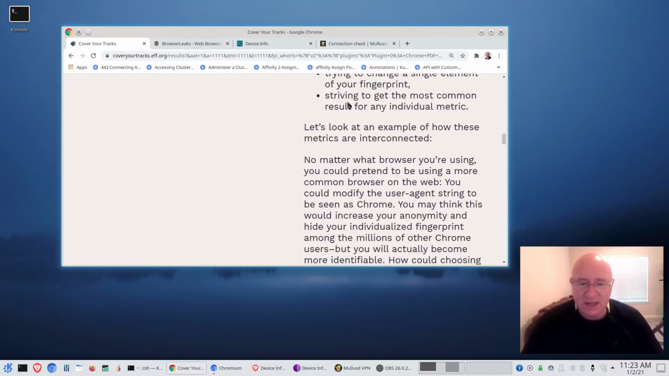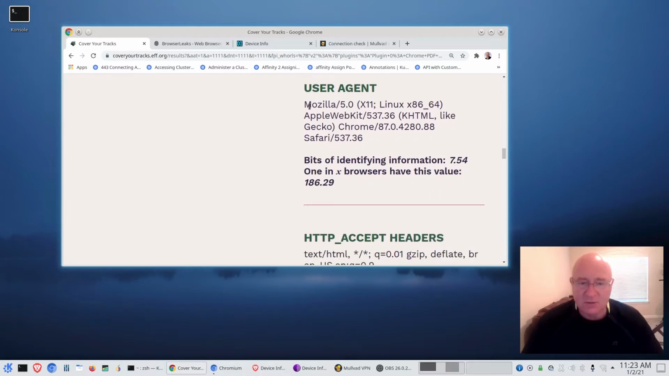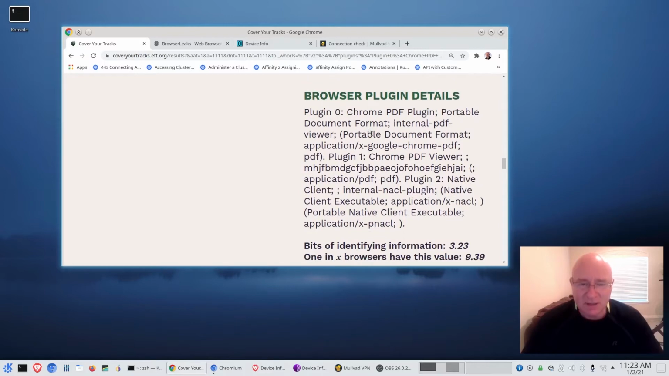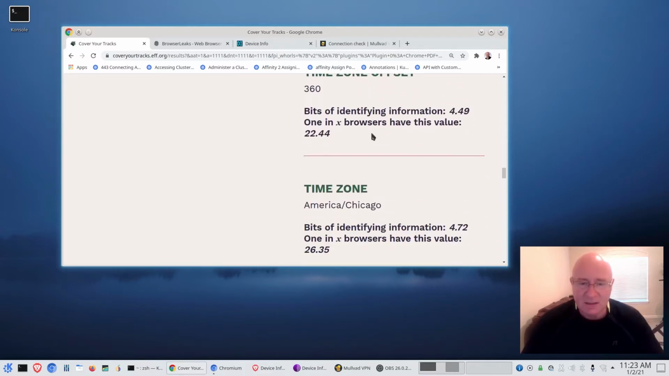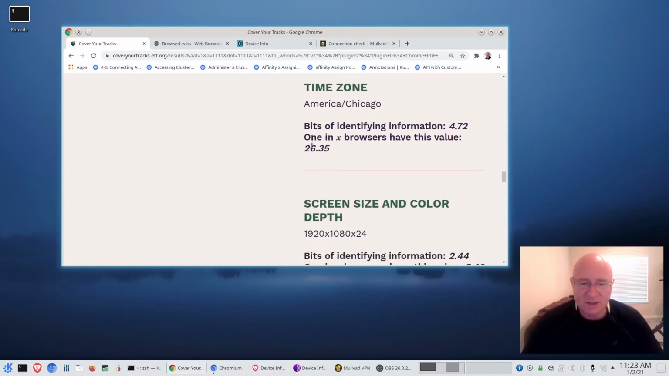And if we scroll down a bit here, we can look that it knows that I'm running Google Chrome, right? It knows that. It kind of also knows I'm on a Linux machine. It has my different plugins that my browser has, so it reports that. And only 1 in 22 browsers have this, right? So it's not all that unique, right? I'm still pretty good there. Time zone is Central Time Zone.